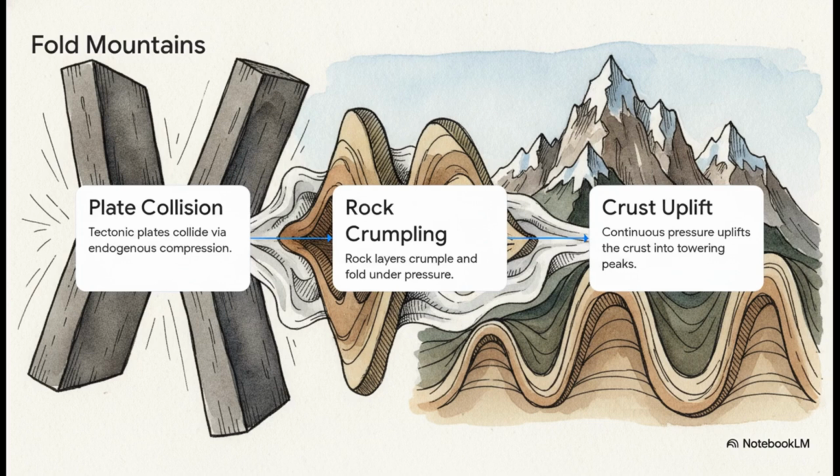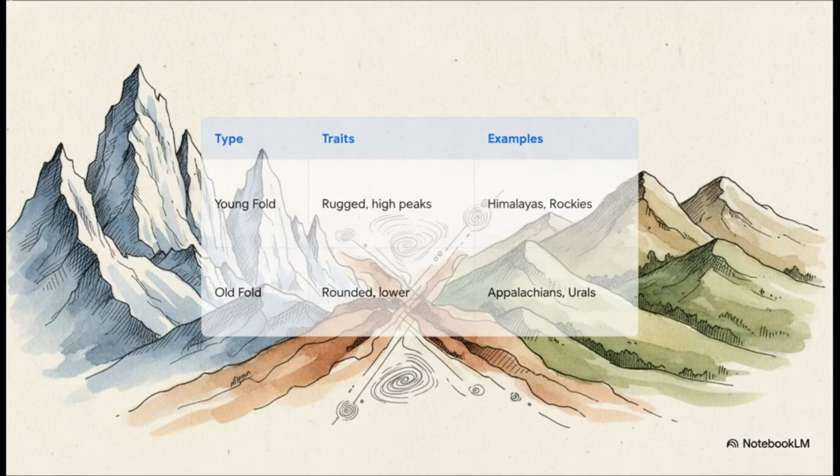The rock layers buckle into upward folds called anticlines and downward folds called synclines, uplifting the crust into towering, majestic peaks. Now here's a really crucial point. Not all fold mountains look the same. It completely depends on their age. Young fold mountains, like the massive Himalayas in Asia or the Rockies in North America, formed relatively recently in the Cenozoic era. They are sharp, rugged, and towering simply because the exogenous forces just haven't had enough time to erode them yet.